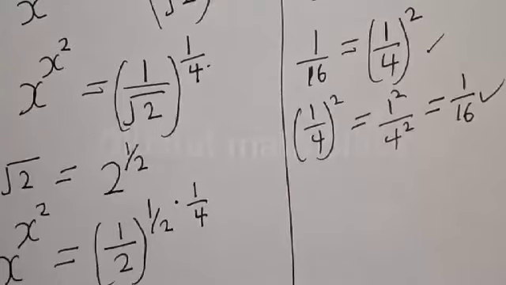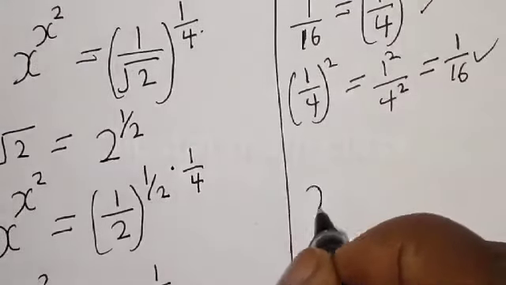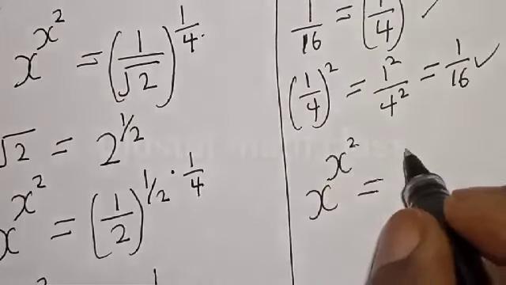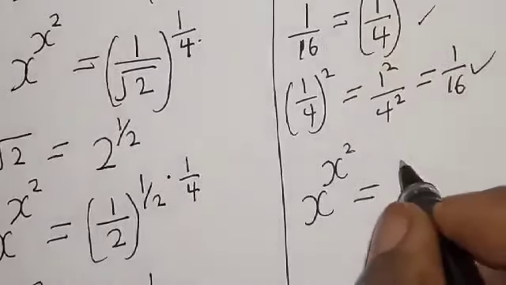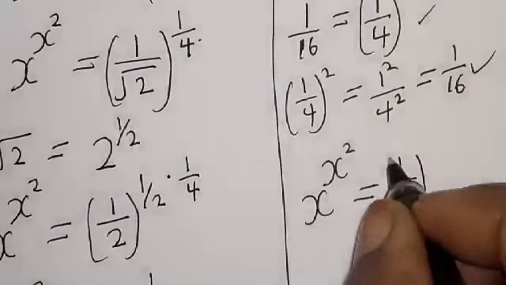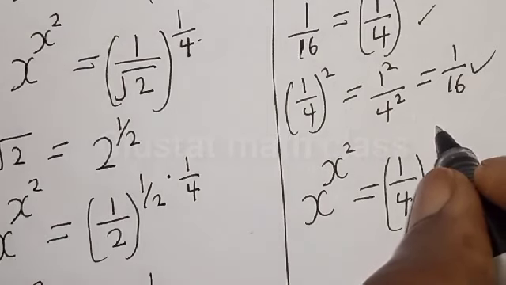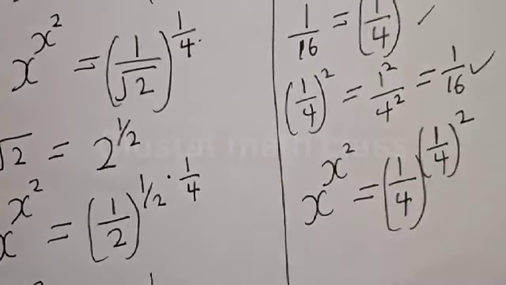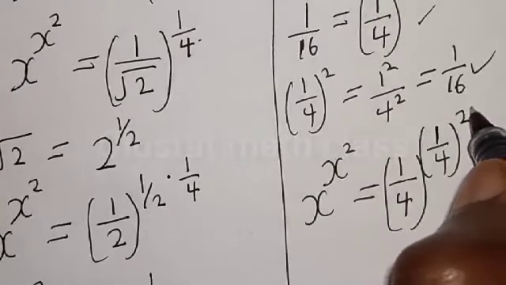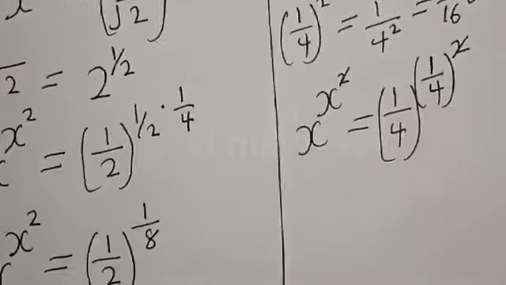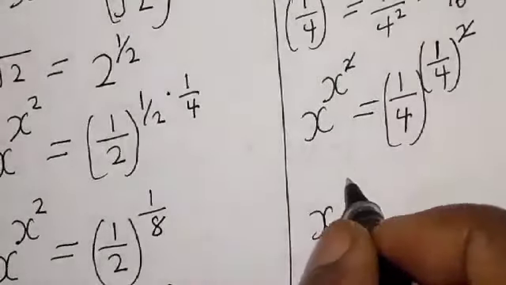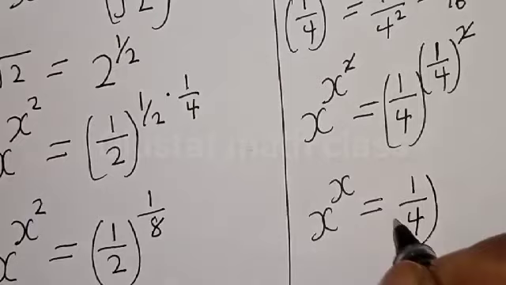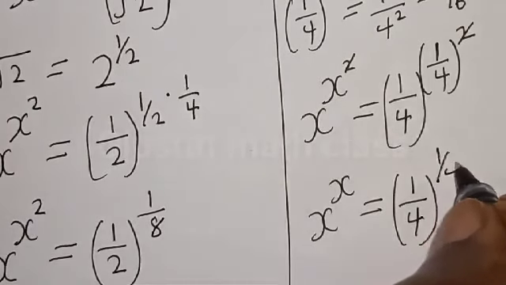Then we have x raised to power x squared will be equal to 1 divided by 4, then raised to power of 1 divided by 4 all squared. Now we can see that this square, we cancel this square. Then we are left with x raised to power of x is equal to 1 divided by 4 raised to power of 1 divided by 4.